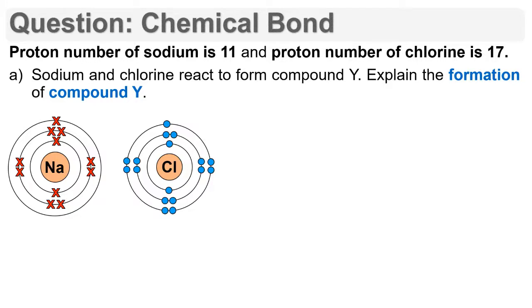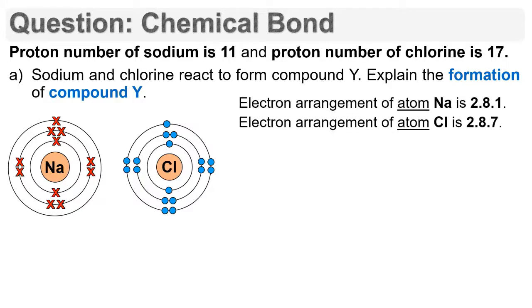To explain, begin with the electron arrangement of the atoms involved. Electron arrangement of sodium atom is 2, 8, 1. Electron arrangement of chlorine atom is 2, 8, 7. Then, explain how these atoms achieve the stability of electron arrangement.